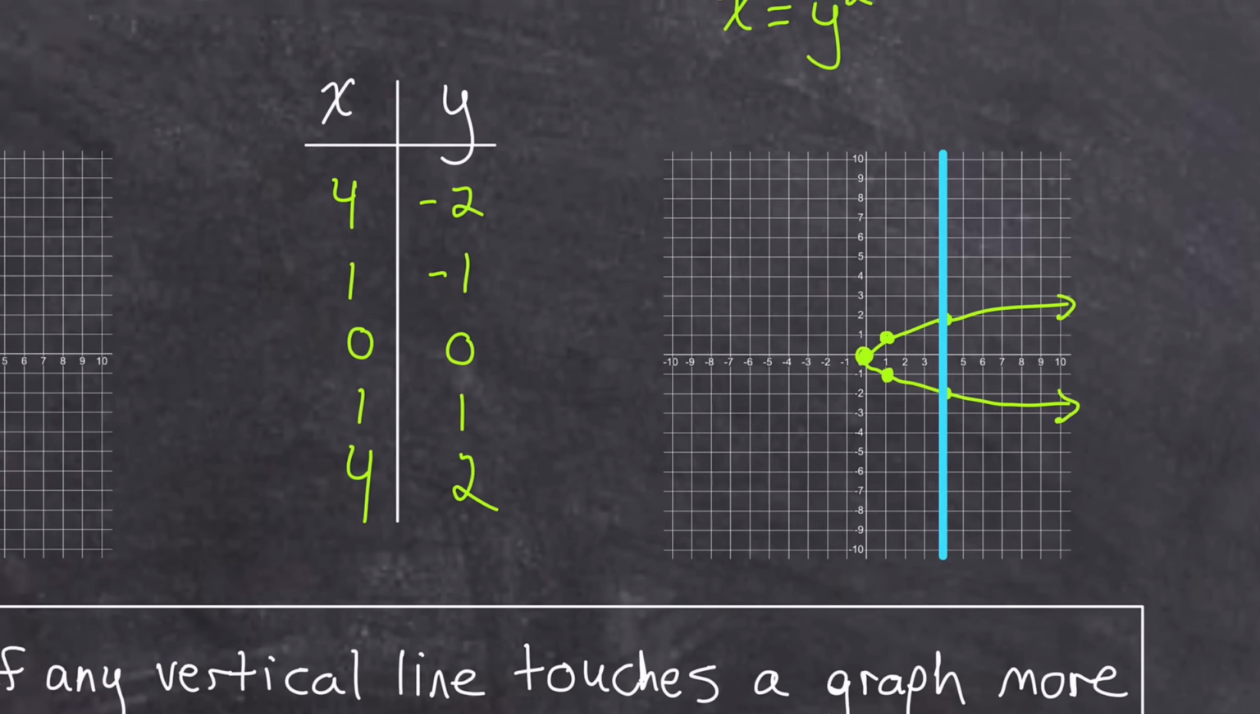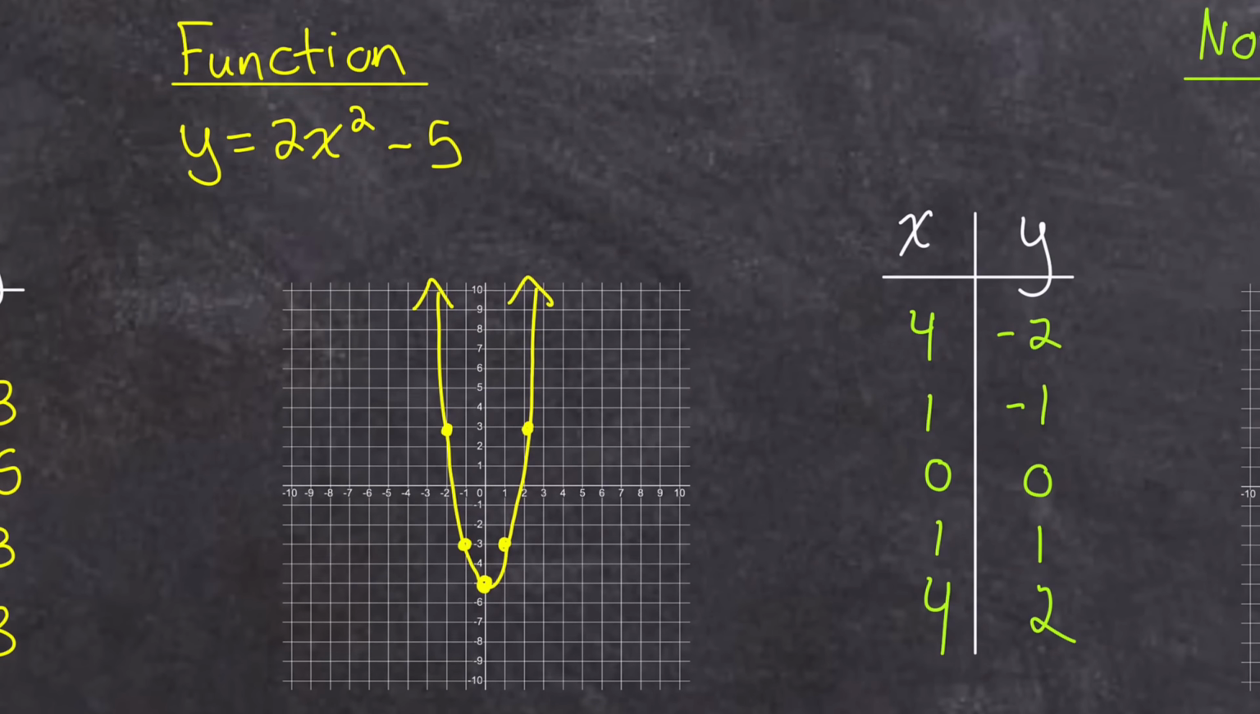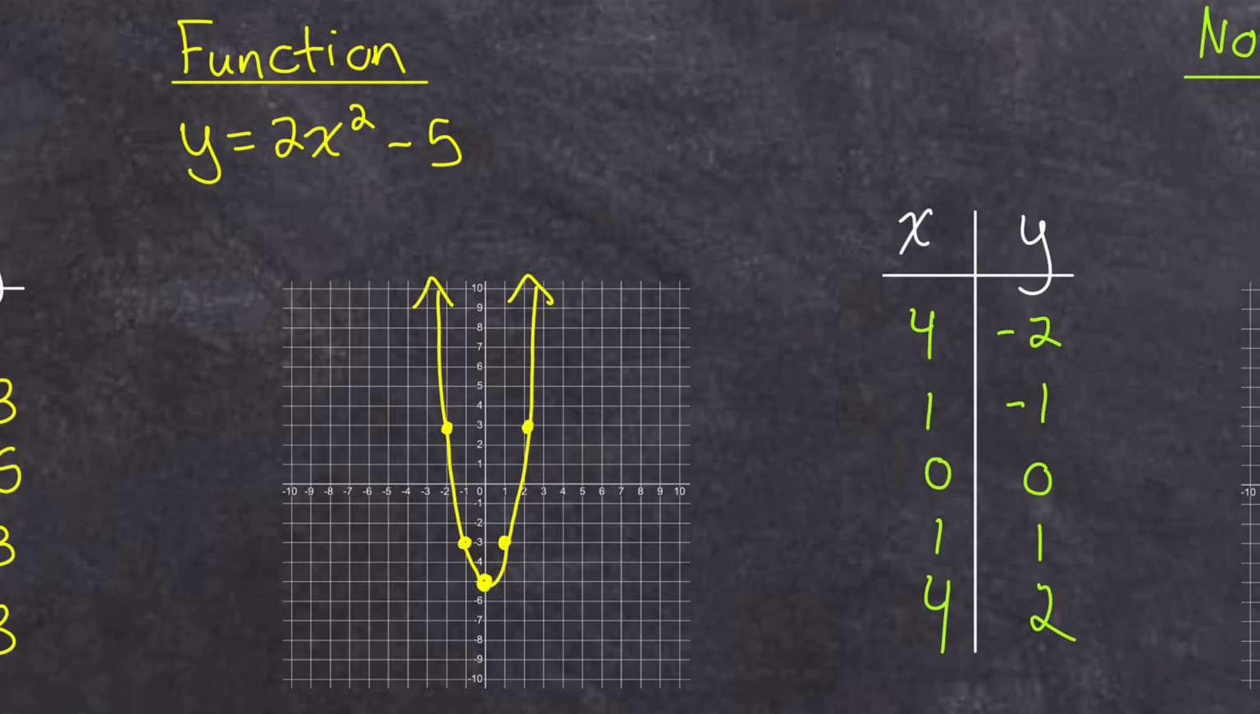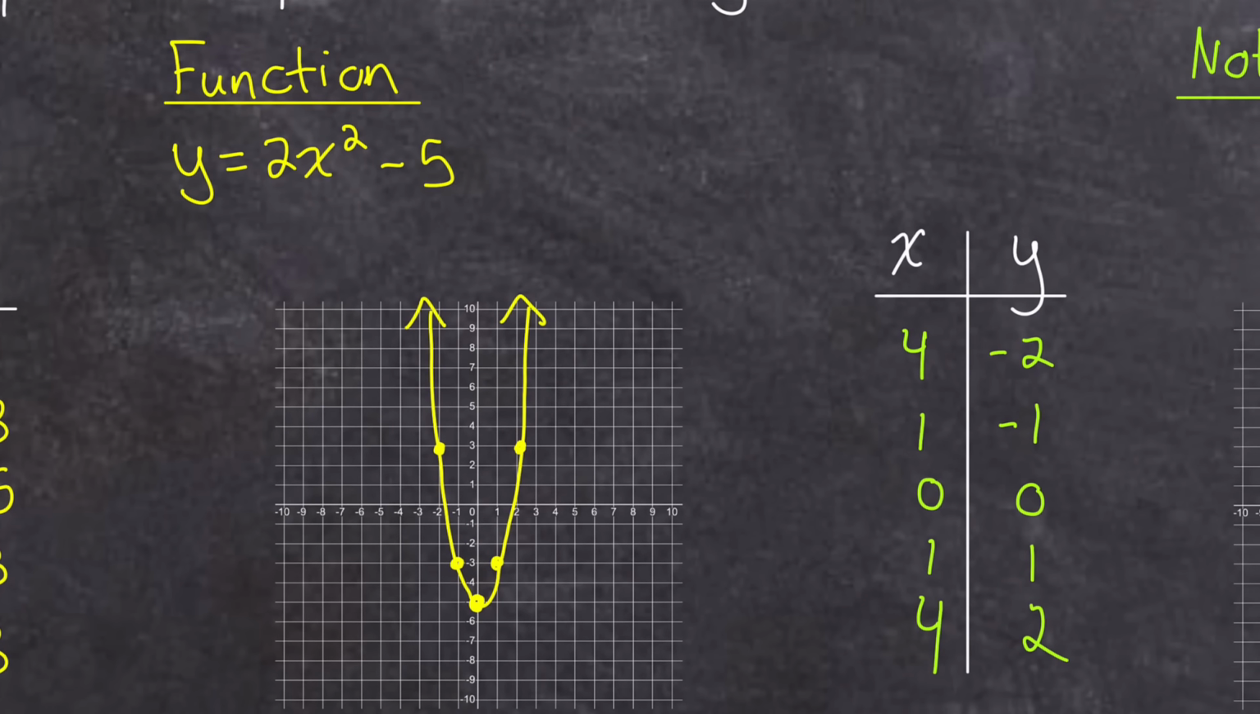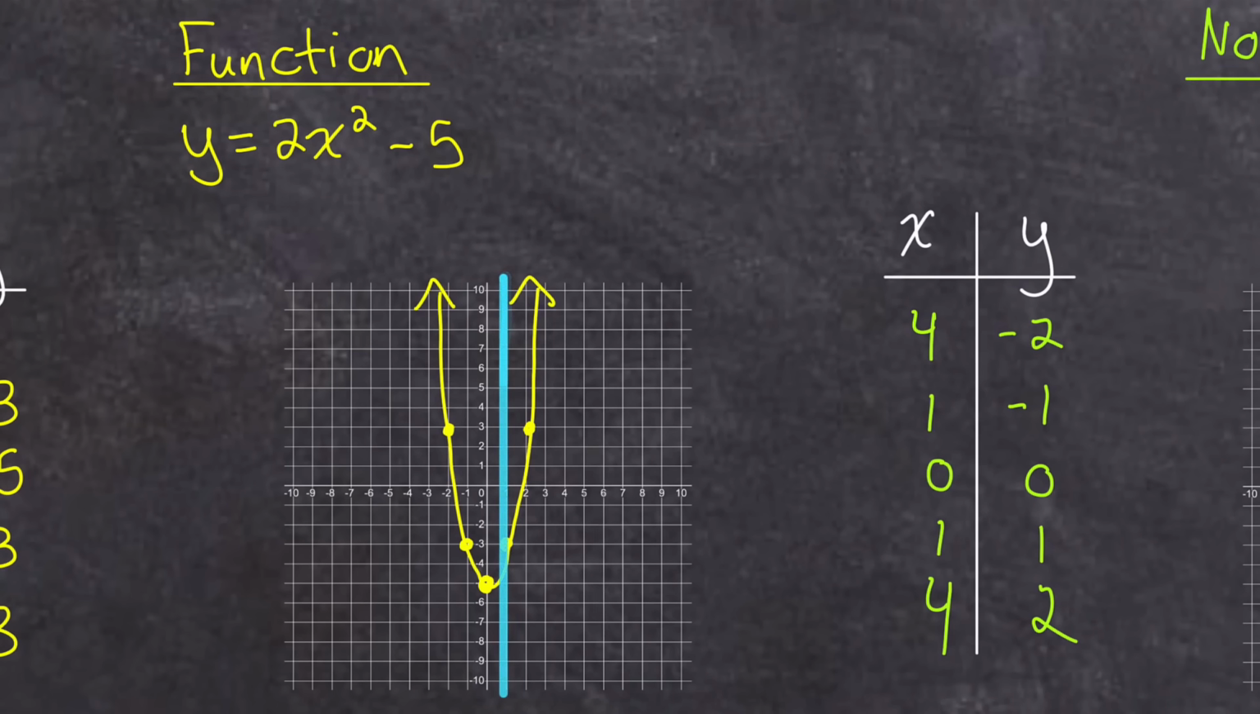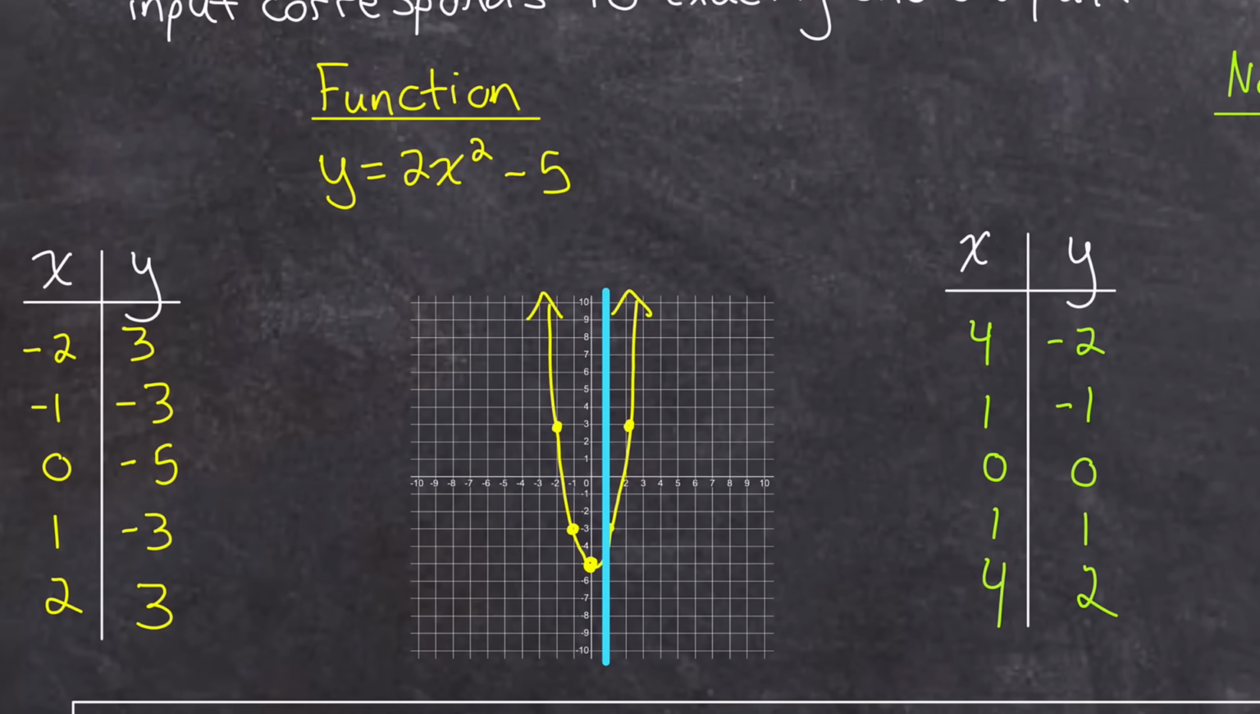But if we look at the graph of the relationship y equals 2x squared minus 5, which is a function, there is no vertical line I could draw anywhere that would touch this relationship in more than one spot. Any vertical line I draw would just touch the relationship in one spot. For example, a vertical line drawn at x equals 1 would just touch the relationship right down here at a y value of -3.